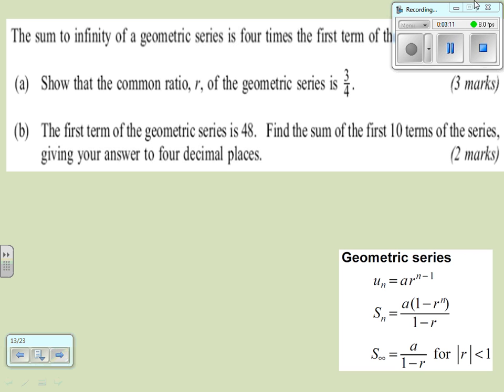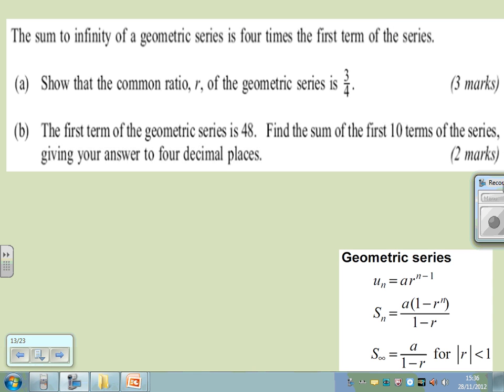So another exam question here. Let's move the recorder so you can see it. It's again a slightly more interesting one than the bog standard, but it does say the sum to infinity, so you do need that formula. Sum to infinity, a over 1 minus r. And it says that it's 4 times the first term. Well, we know the first term's a, so 4 times the first term is 4a. And we want them to be equal to each other, and we need to be able to solve this equation.